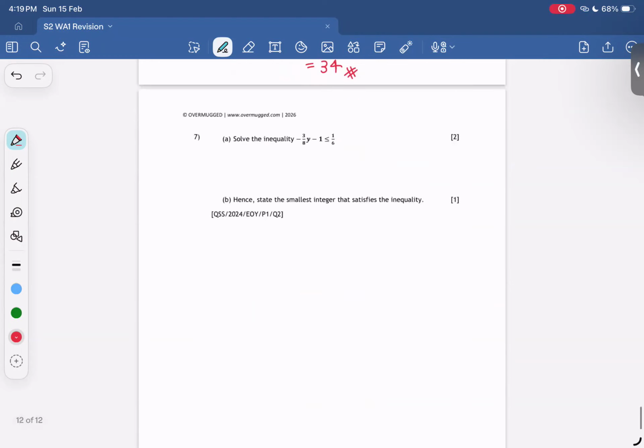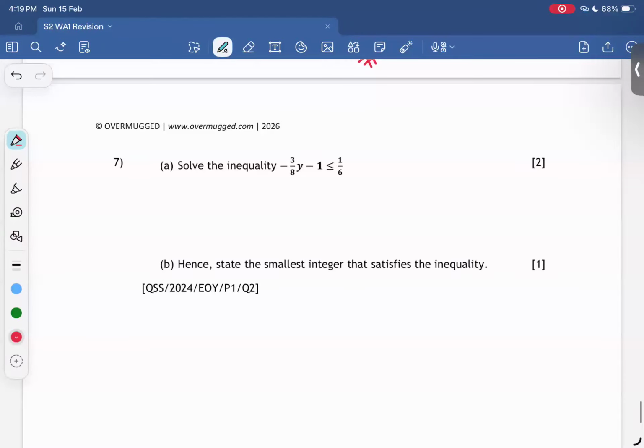So on to the final question of the day. Question 7 here. We can see that they asked to solve the inequality. So, wow, guys, this time there are two different fractions. I got a fraction with a denominator of 8 and a fraction with a denominator of 6.